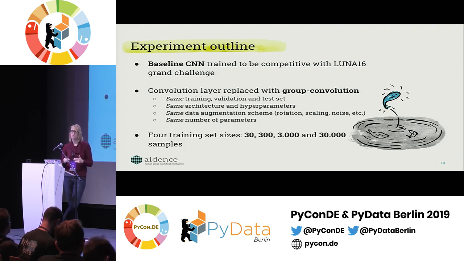And because our interest specifically lay in finding out if this is actually more data efficient or not, which means we use more or less training data, we train this on four different training data set sizes. So obviously the baseline was trained on the largest training data set size. We used that same baseline and we used the group convolutions for 30 samples, 300 samples, 3,000 samples, and 30,000 samples. And we were interested to see if we saw a pattern in the results.